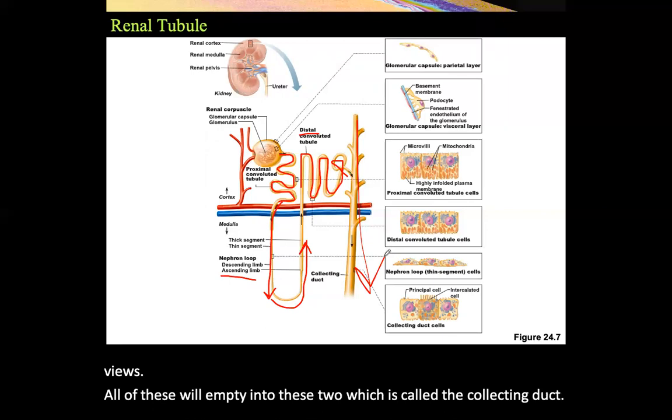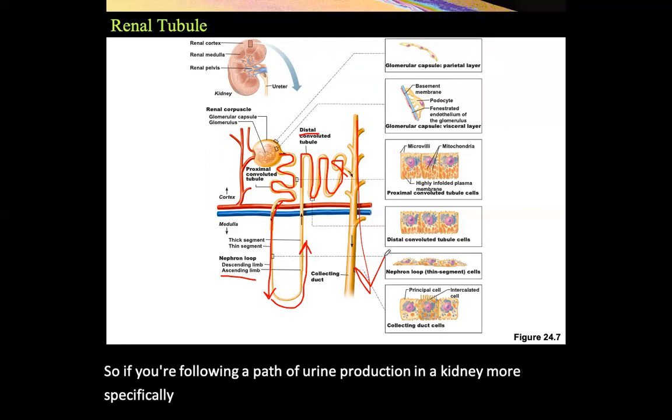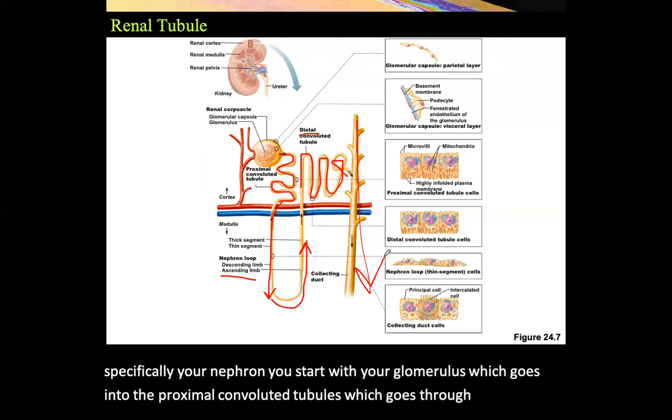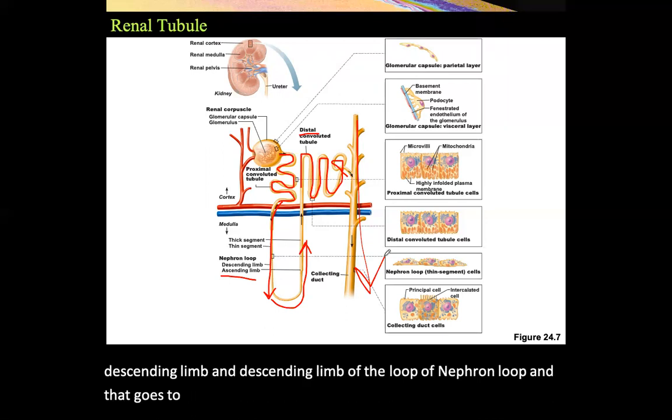So if you're following the path of urine production in a kidney, more specifically your nephron, you start with your glomerulus, which goes into the proximal convoluted tubule, which goes through the descending limb and the ascending limb of the nephron loop. And that goes to the distal convoluted tubule. By this time, urine is produced and it gets dumped into the collecting duct.